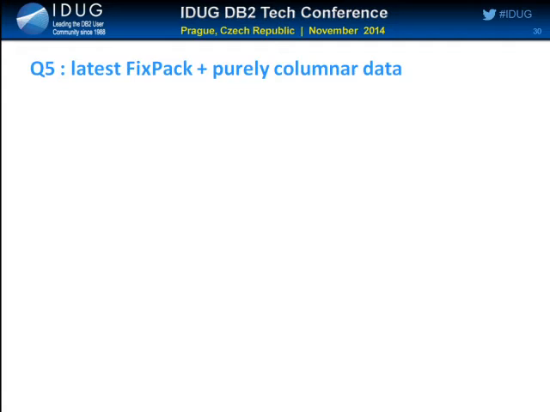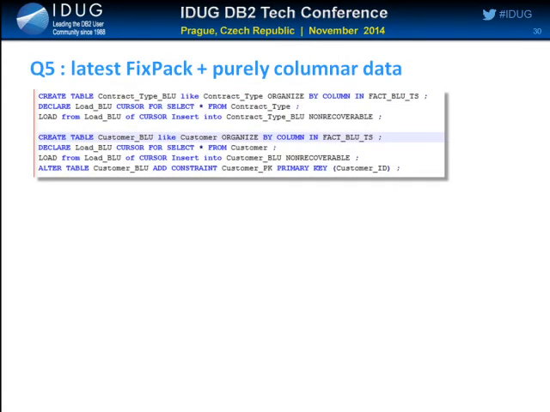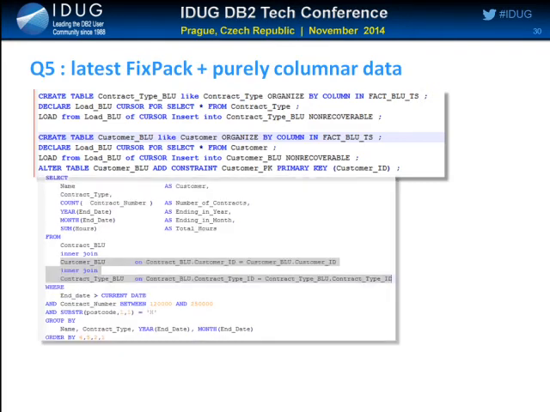So Q5, I'm just building both the dimension tables in the same way as I did before, as organised by column, and I'm loading it direct from the row-based version, so we now have the same structure, same data, it just happens to be column organised. And I'm going to run that same query, but just change the table names.